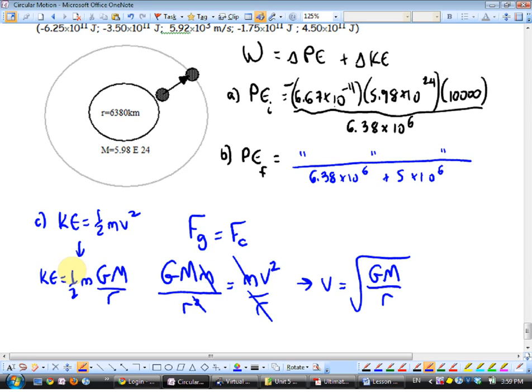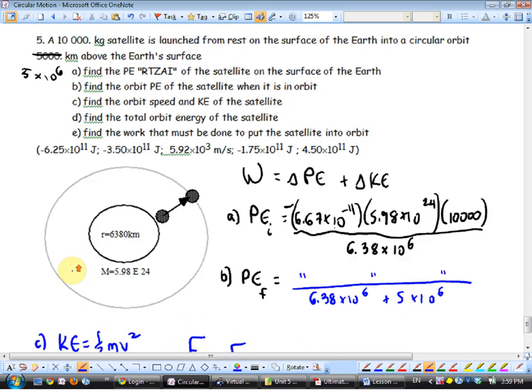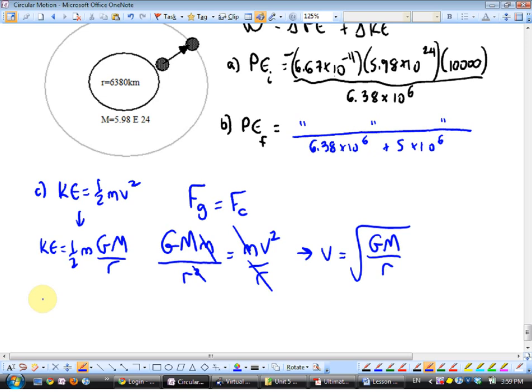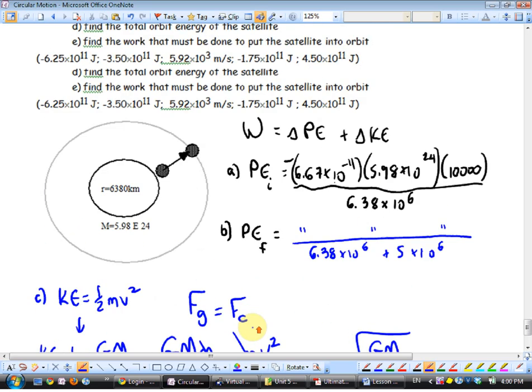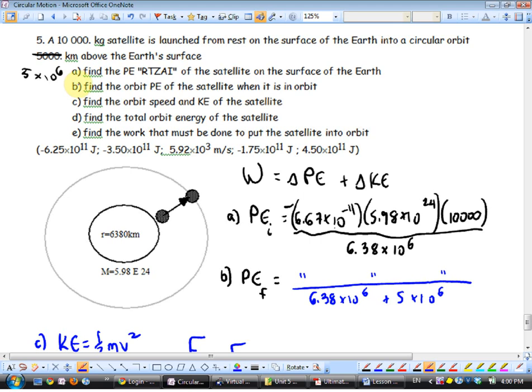And then D, total orbit energy. So if they ask for total energy, what does the word total mean to you mathematically? What mathematical operation do you think we'd do? Add. It's going to be the potential energy in orbit plus the kinetic energy in orbit. It would be the answer that you got for B plus the answer that you got for C. And there is a shortcut. As it turns out, the total energy in orbit is half the potential energy, but negative.